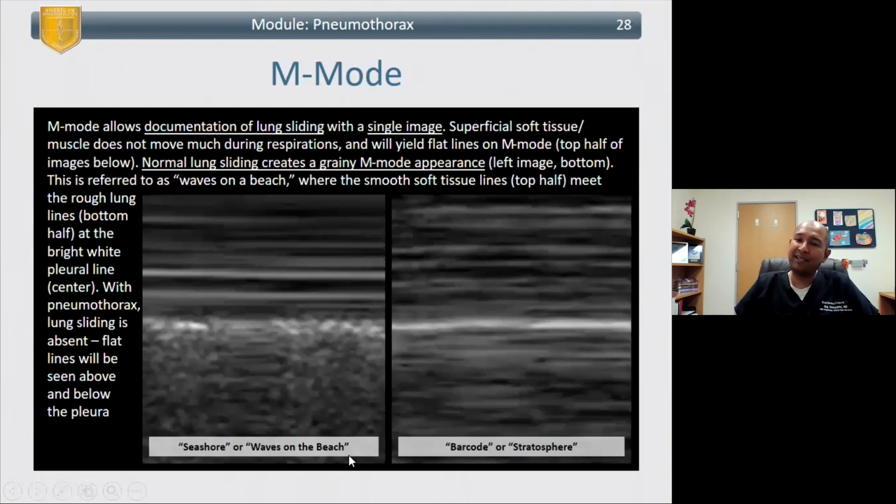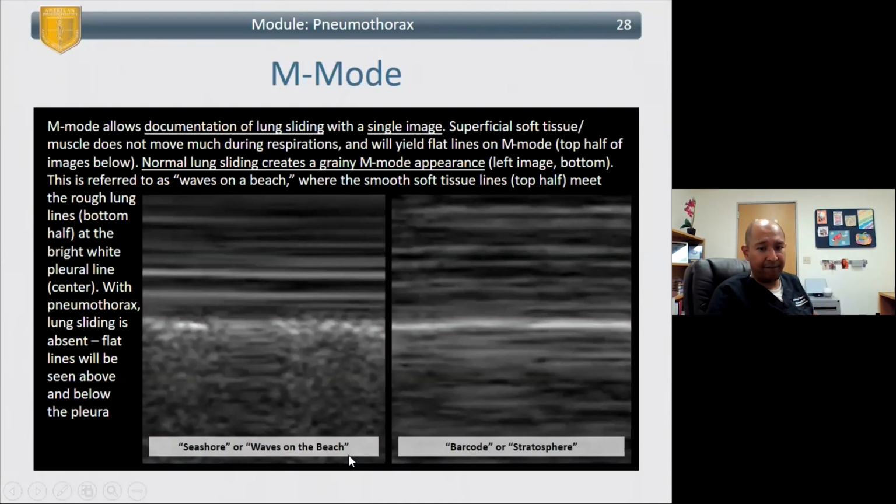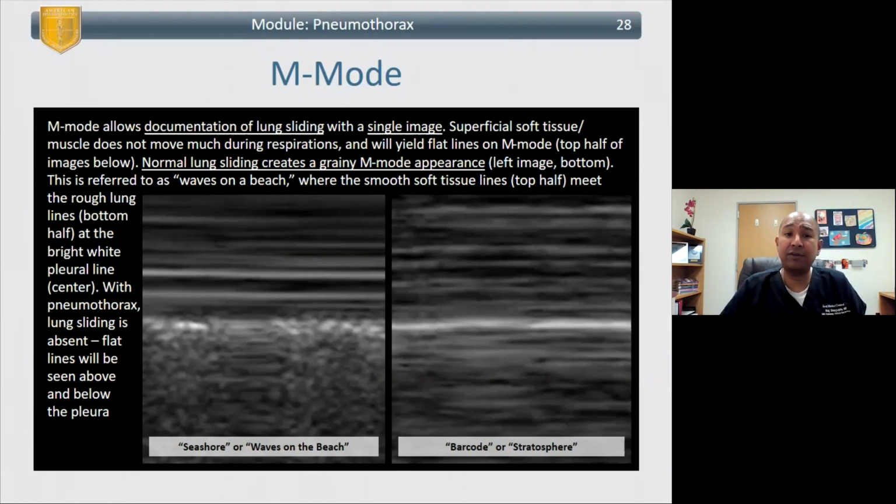So let's finally talk about that M mode, M for motion, M for measurements. When we talk about M mode, once you feel there's sliding lung or no sliding lung, then you want to hit M mode. And this is where all these memorizing buzzwords came from. So this one over here is what they call the seashore, or waves on the beach being all sandy down here. And what does it mean?